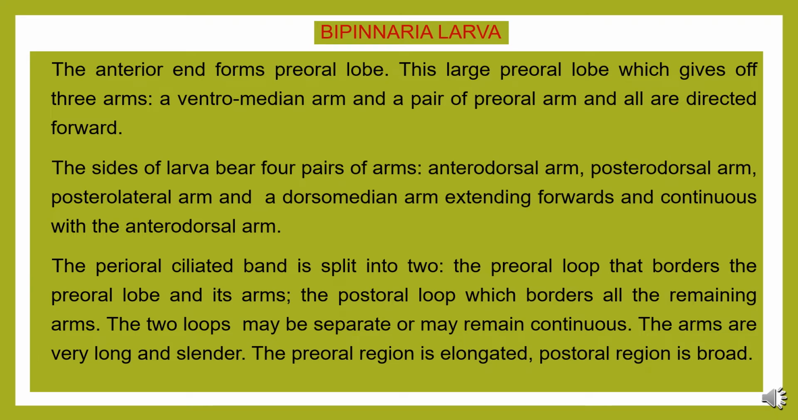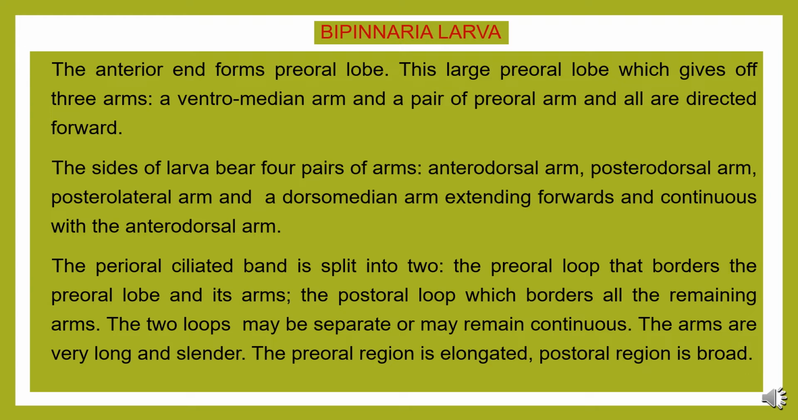Let us discuss the BIPINNARIA larva. The anterior end forms the prioral lobe. This large prioral lobe gives off three arms, a ventromedian arm and a pair of preoral arms, and all are directed forward. The sides of the larva bear four pairs of arms: anterodorsal arm, posterodorsal arm, posterolateral arm, and a dorsomedian arm extending forwards and continuous with the anterodorsal arm.